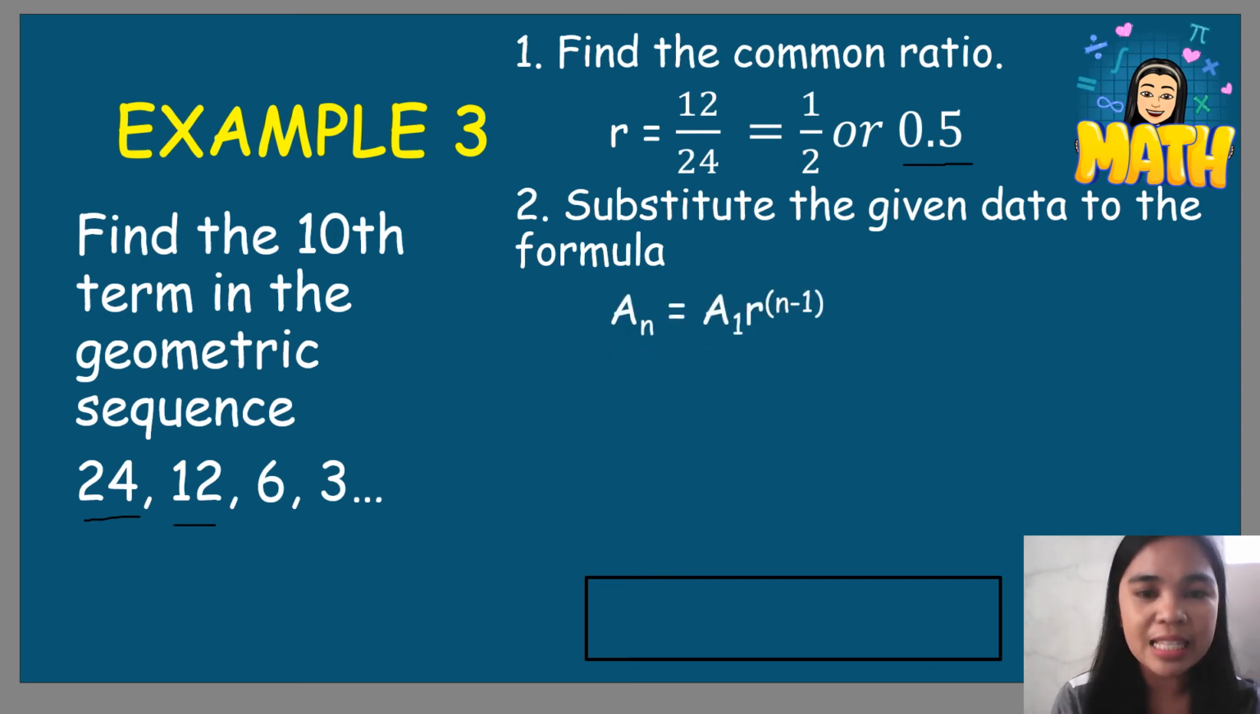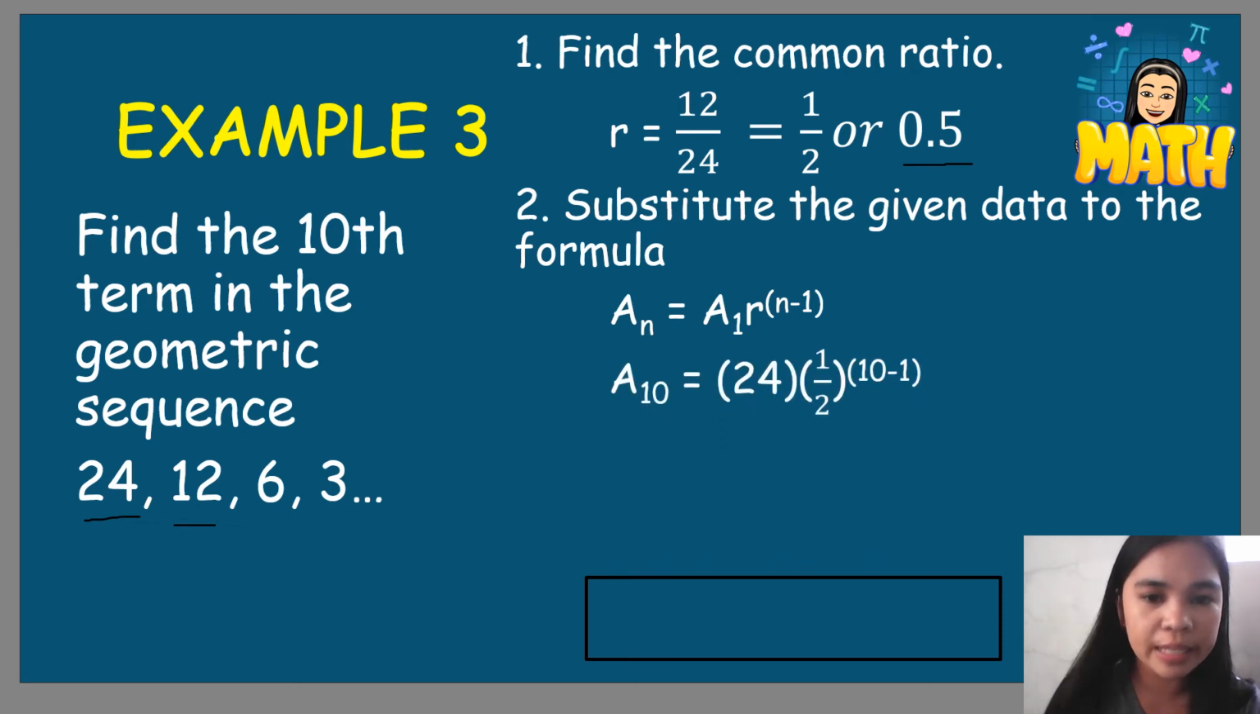Okay, ngayon, yung second natin gagawin is yung i-substitute natin yung values natin dun sa ating formula na a sub n is equal to a sub 1 times the common ratio raised to n minus 1. So, yung a sub n natin is equal to a sub 10. Bakit siya a sub 10? Kasi pang 10th term yung ating hinahanap. So, yung first term naman natin ay 24. Yung ating common ratio is 1 half, then yung ating n is 10 minus 1.